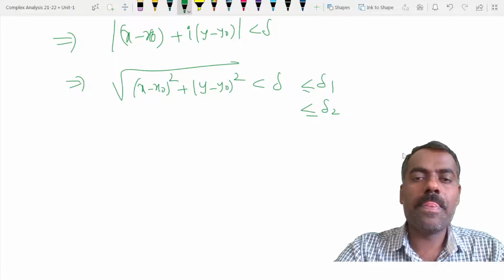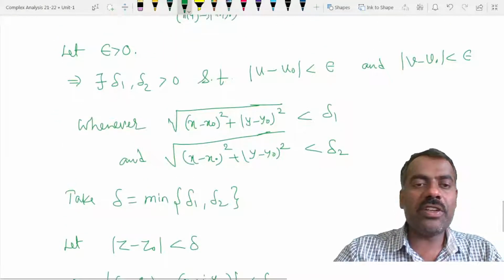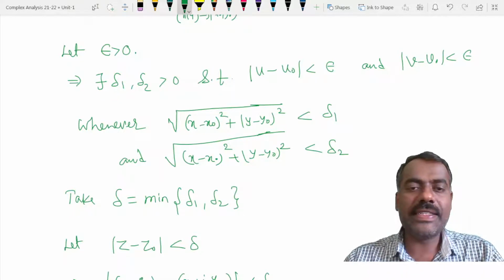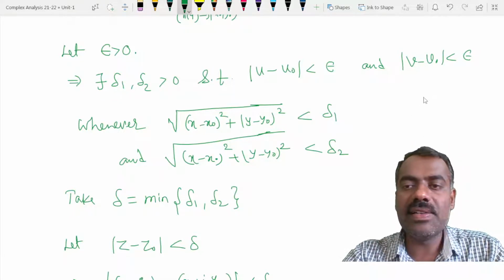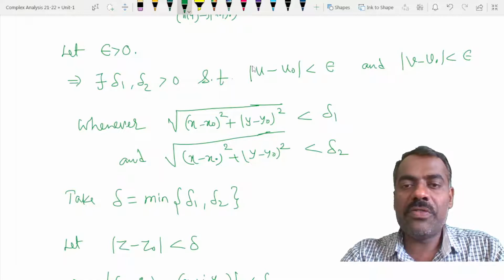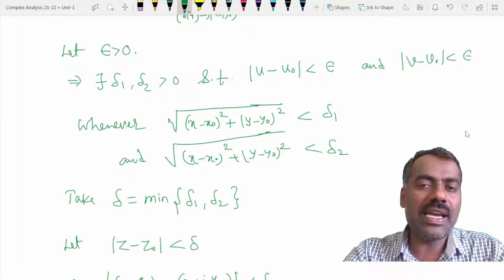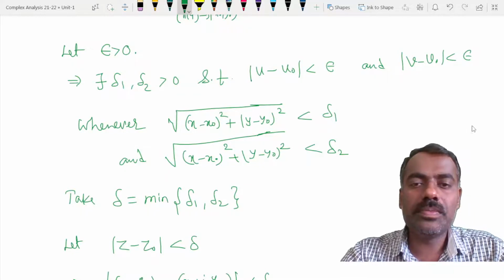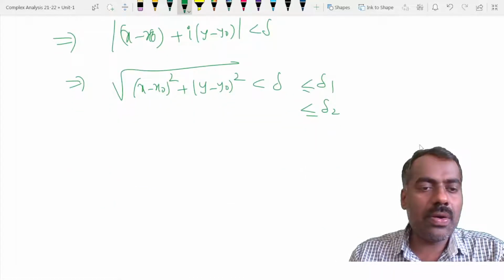Therefore, this condition, whatever we are having, is satisfied. Here it is satisfied or not? Yes. So therefore, |u − u naught| is less than epsilon and |v − v naught| is less than epsilon. Is this clear?